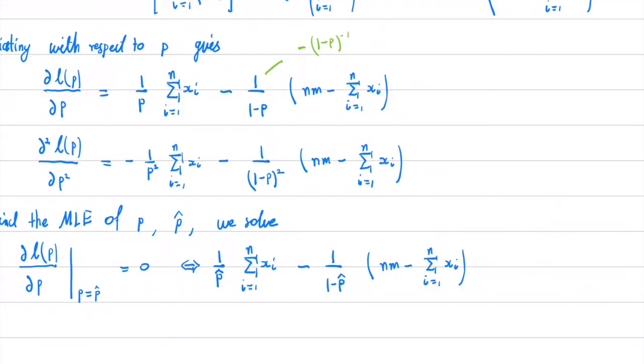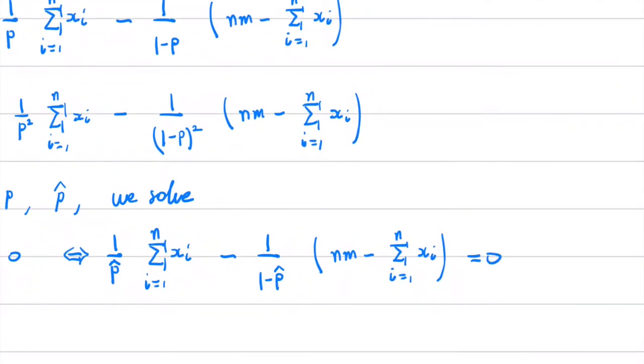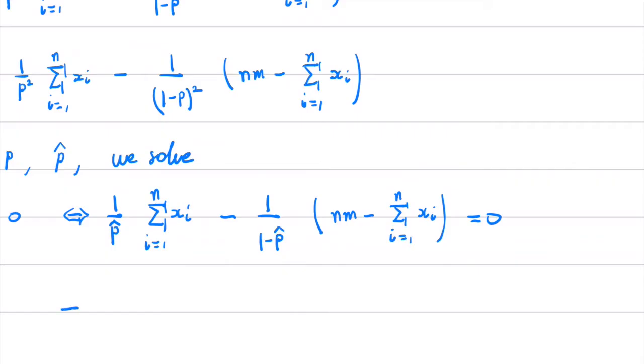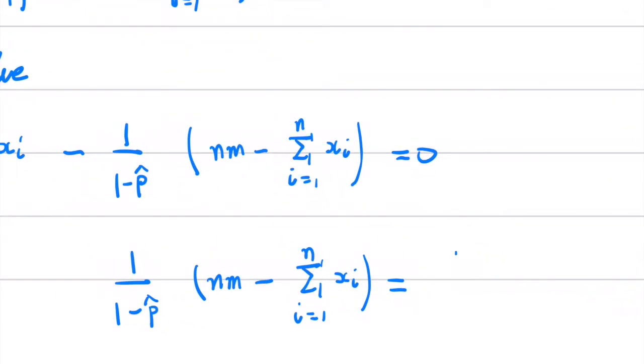So we've got to solve this equaling 0, and the first thing I'm going to do to solve this particular problem is take this expression here and move it to the other side so that they're both positive. In other words, (1 minus p hat) times (nm minus the sum from i equals 1 to n of xi) is equal to 1 over p hat times the sum from i equals 1 to n of xi.